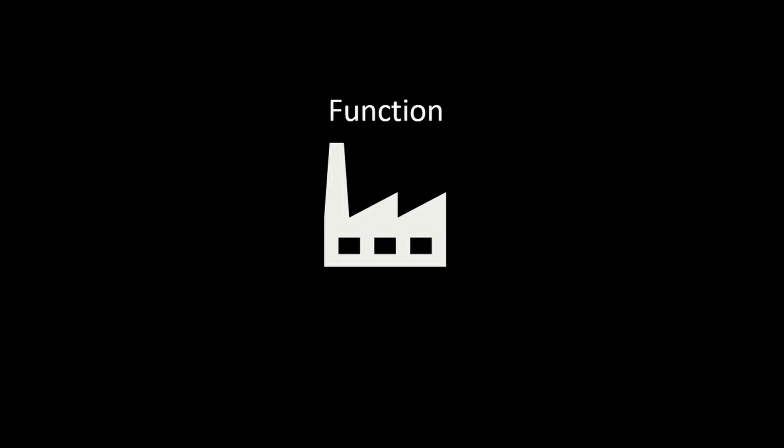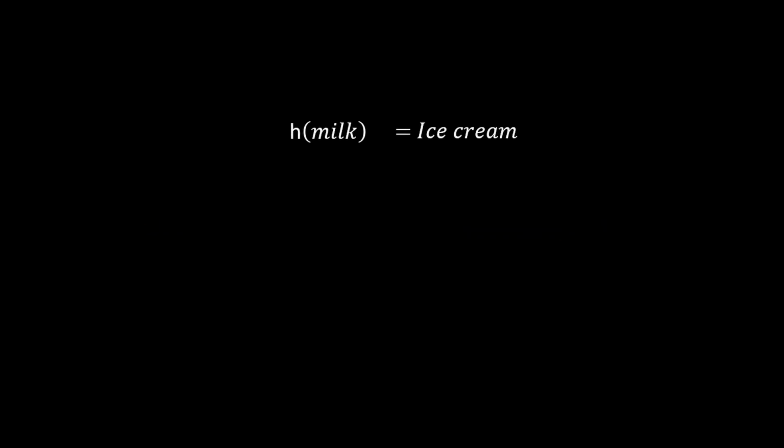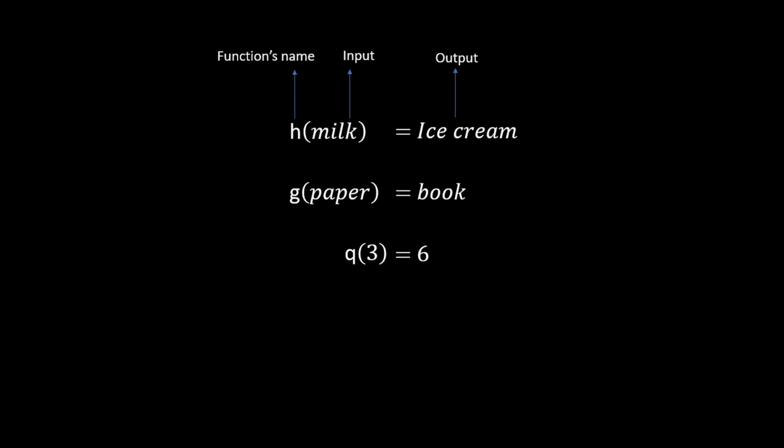Imagine a factory that takes in raw materials, does some processing, and produces a product. For example, think about a factory that takes milk and turns it into ice cream, or another factory that takes paper and turns it into books. Functions work the same way in math, but instead of working with physical materials, they work with numbers. They take a number as input, process it, and give you another number as output. For instance, function q takes 3 and turns it into 6. Basically, functions take an input, like x, and turn it into an output, like y, through some process. This is the general idea of a function.